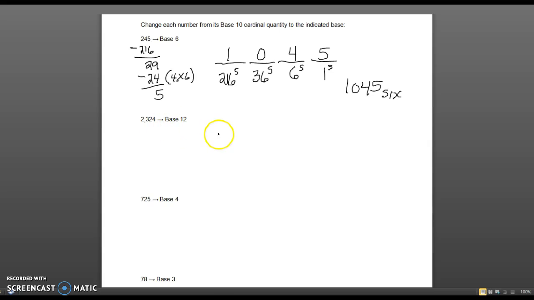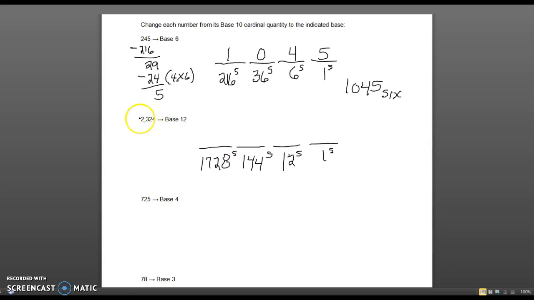All right, I'm going to start base 12 now, so you can hopefully be checking your work on this one. So I am going to start it the same way. I'm going to identify my place values. I'm in base 12, so I have 1s, 12s, 144s, 1,728s.